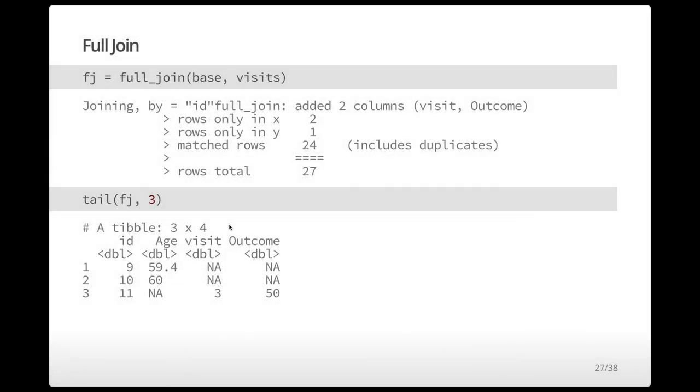Full join. If you're in either one of them, you're staying. Okay? Full join, records 9, 10, 11, even though you had no visit data for 9 and 10, you're in here. In baseline, even though you had no baseline measurement for 11, you're in here. Full join, everything stays.